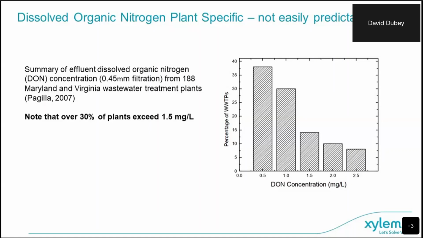That's going to make it very difficult to meet a TN of 2 or less, such as Puerto Rico now has to meet an effluent limit of 1.7. So if they have any amount of organic nitrogen in their effluent, they're going to have a very difficult time. And this dissolved organic nitrogen, it can be the result of particular industries you have in your town. So it's not easily controllable.